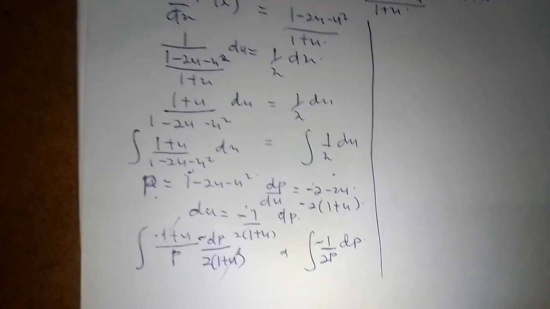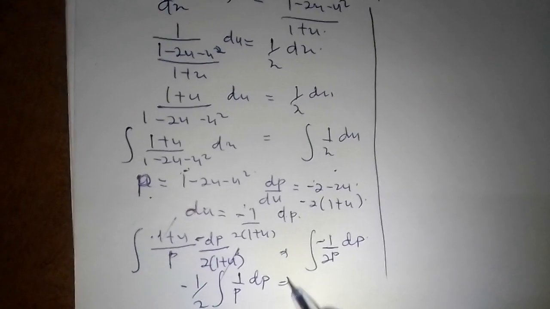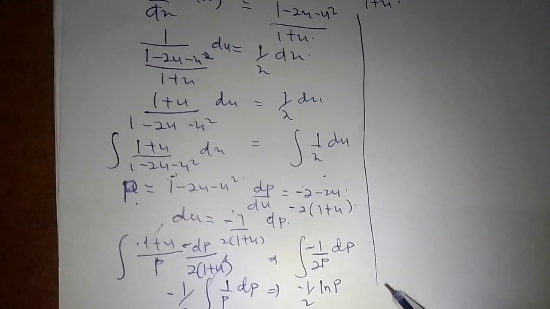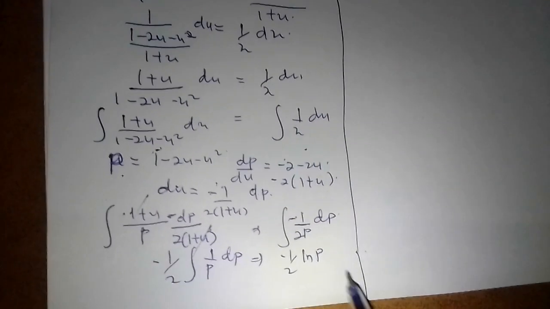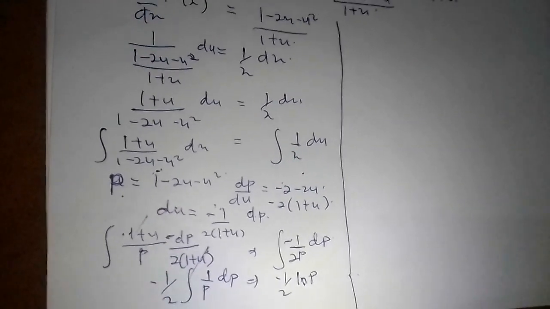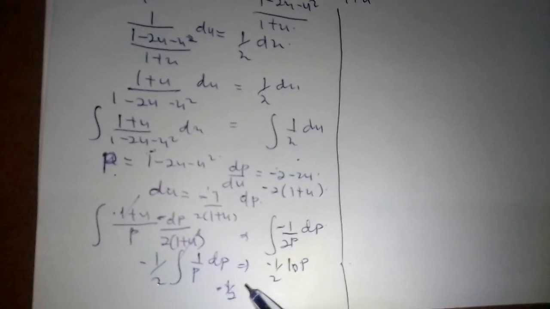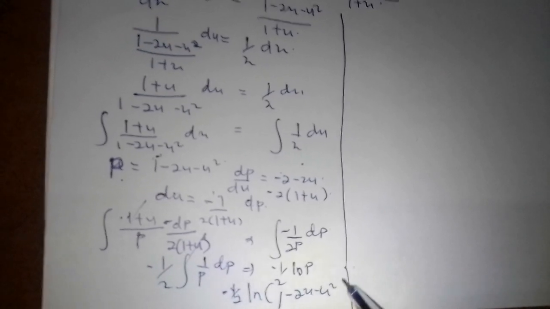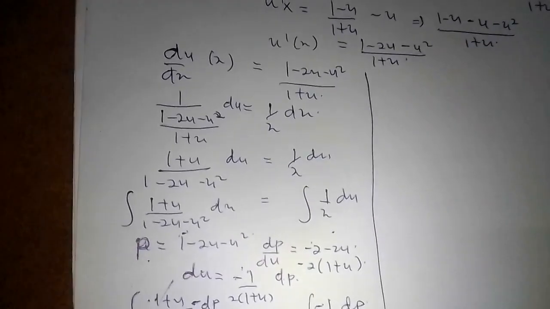My negative 1 over 2 will come out, and I'll have negative 1 over 2 times the integral of 1 over p dp, and that is the same as negative 1 over 2 ln of p, and that is for this side, the u side. So we already made p equal to this, so we are going to have negative 1 over 2 ln of the expression 1 minus 2u minus u squared as our answer for that part of the integration. So let's continue with the other part.